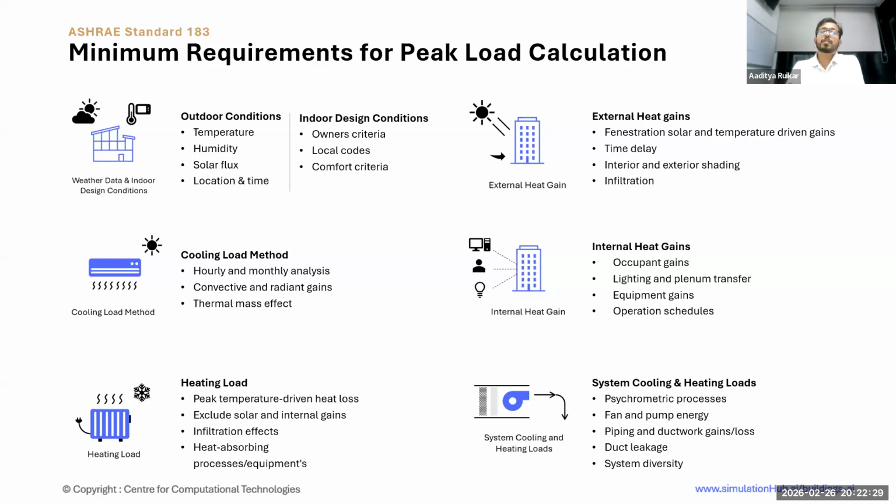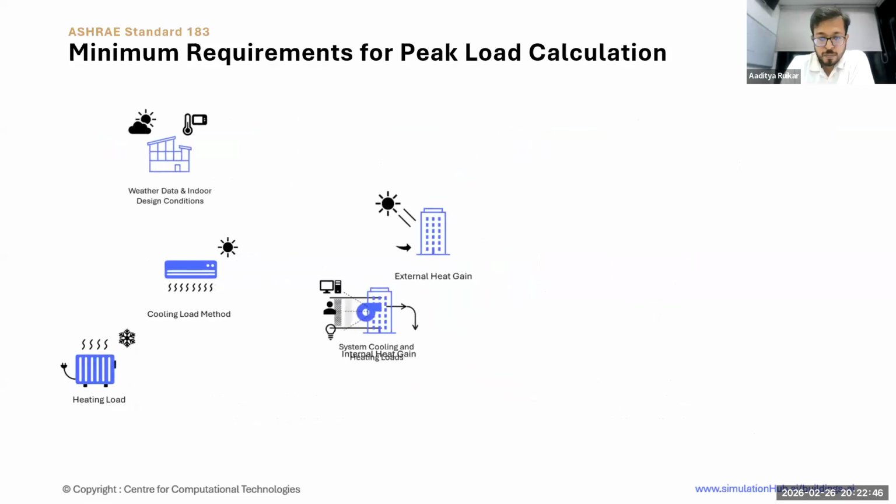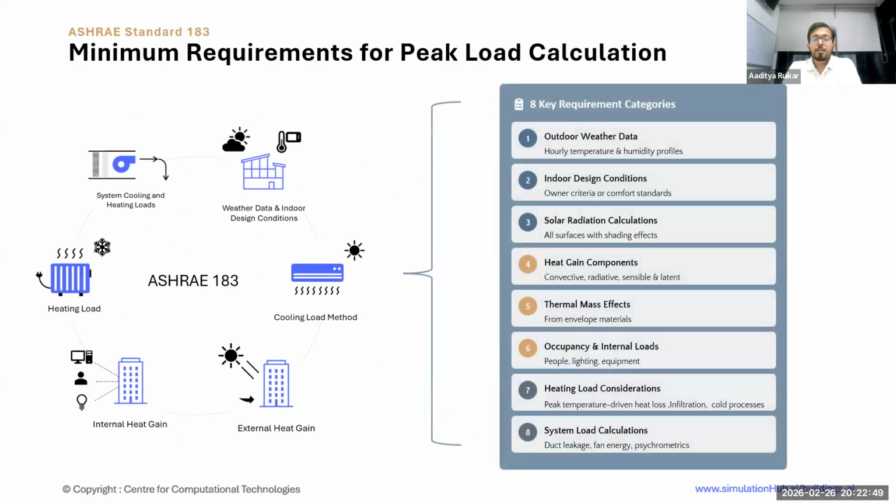But this ASHRAE 183 mostly focuses on zone loads and system loads for capacity, and you cannot completely neglect system loads. So you have to account for system loads as well. From all these criteria, I have listed 8 key requirement categories that software should comply with for your application, simulation, study, or design you are doing.